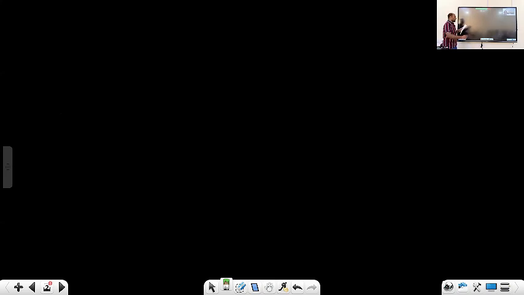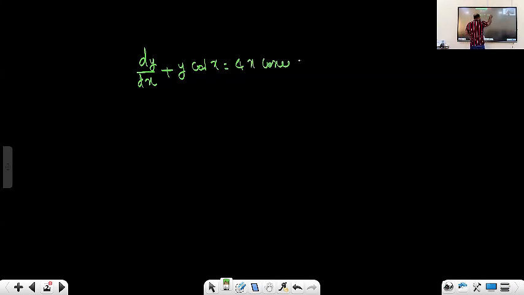Question number four. Given that dy by dx plus y cot x. Suppose dy by dx comes, on the right side at any cost, y should not be there. Constant can be an x value. What is the right side? We have 4x cosec x. After this, whatever is coming along with y, that we are calling P. And the right side completely we are calling Q, 4x cosec x. Write it.